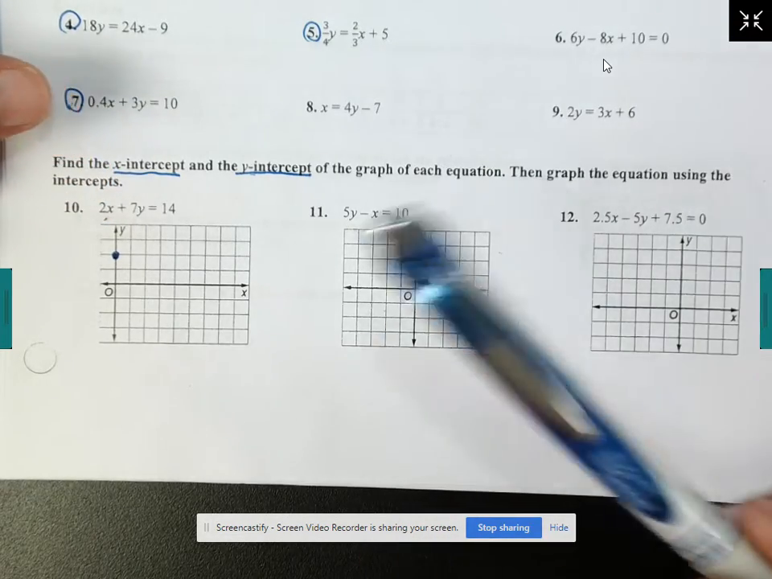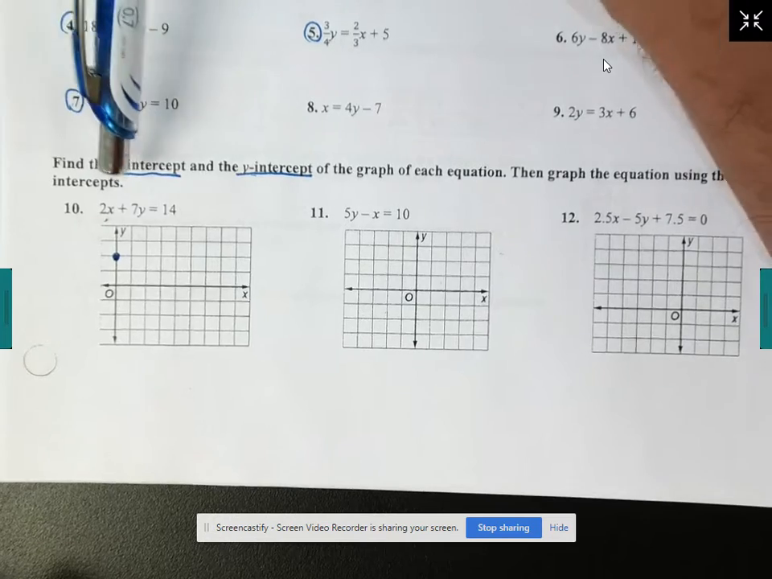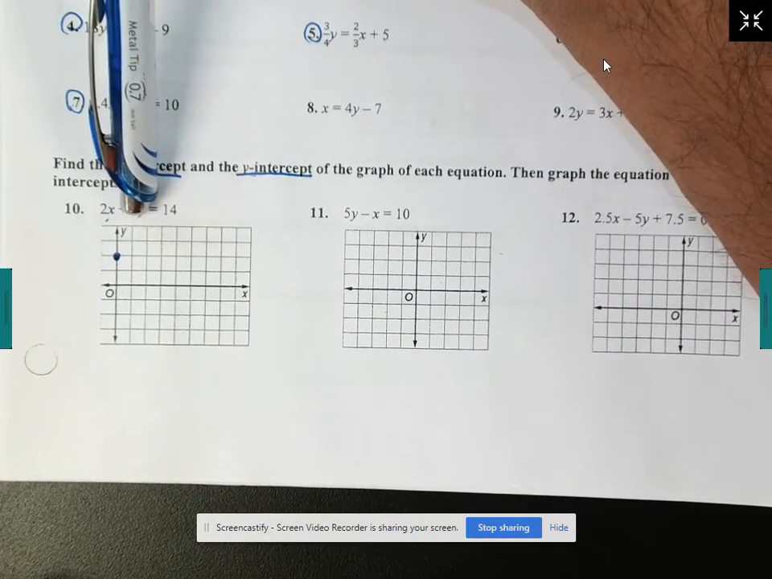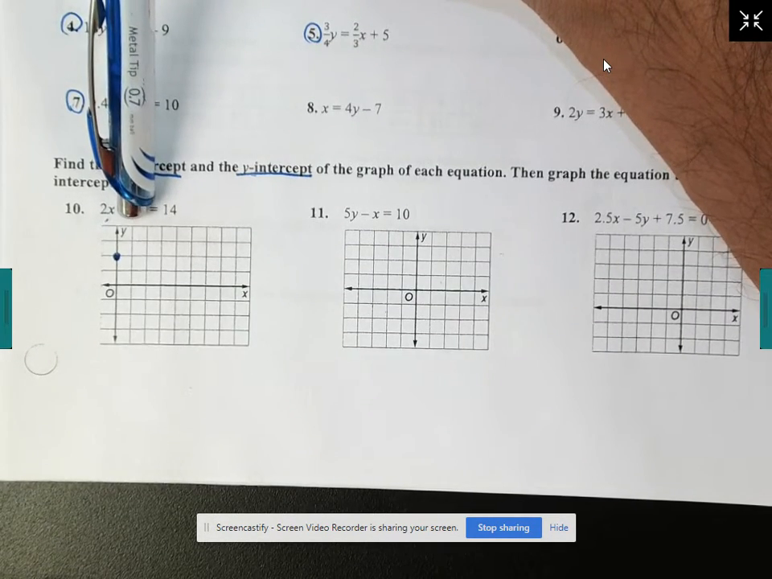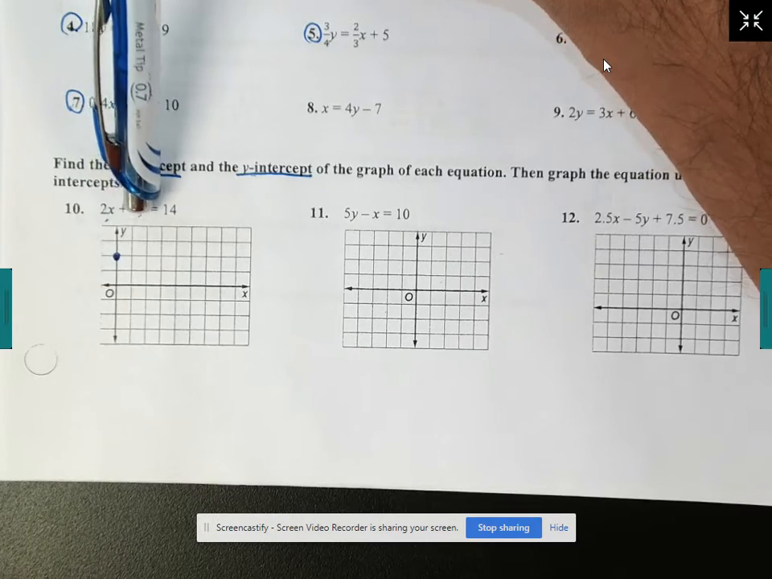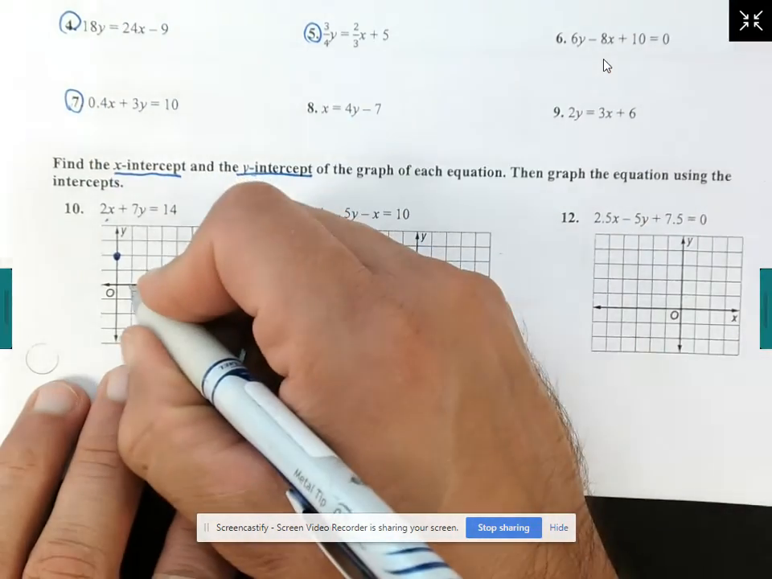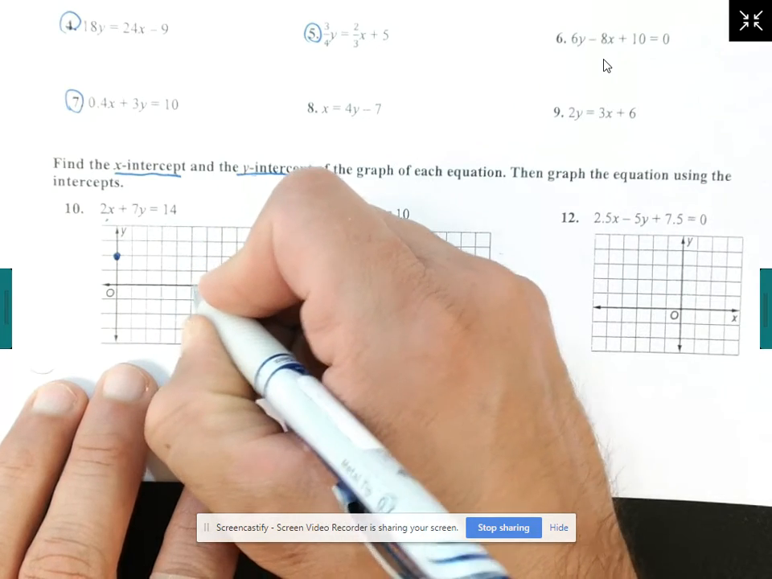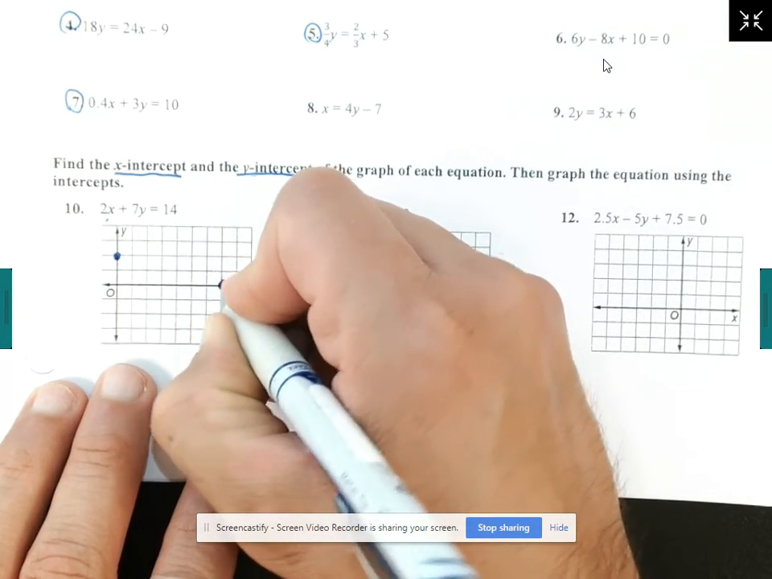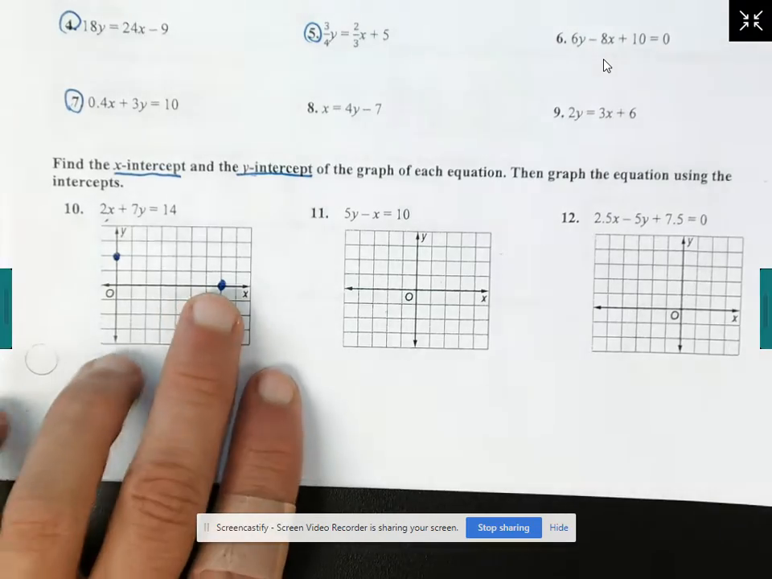Now, if I want to find the other point, if I plug in a 0 for y and I just solve 2x is equal to 14, that's going to give me x is equal to 7, right? So x is equal to 7 would be right here. So again, notice that this is the x-intercept.